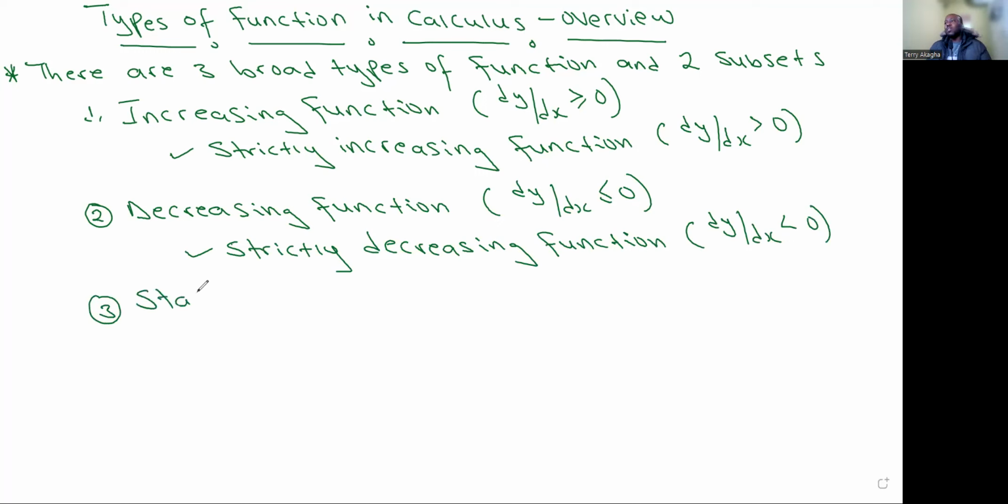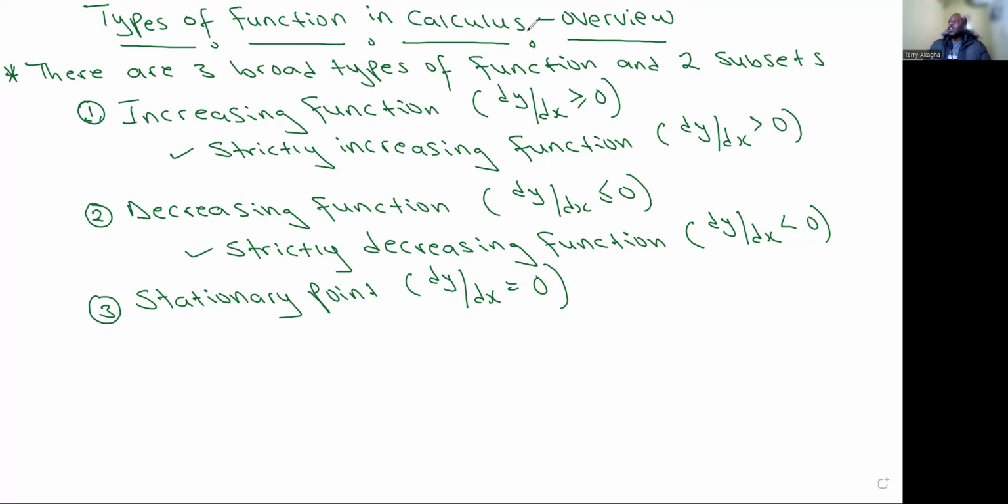Then number 3, we have the last one. We have what we call the stationary point. The stationary point is the third type of function. Here, dy over dx is equal to 0. So these are the three broad types of function. In calculus, we usually use the derivative, which is dy over dx, to check whether a function is decreasing, increasing, or a stationary point.